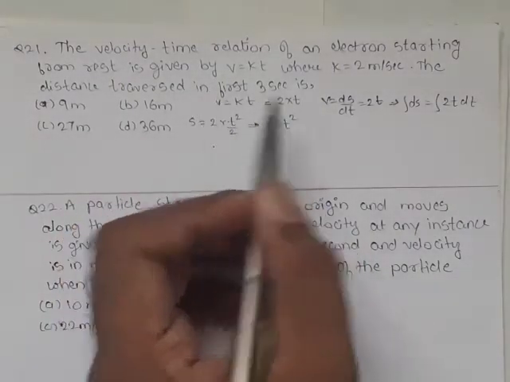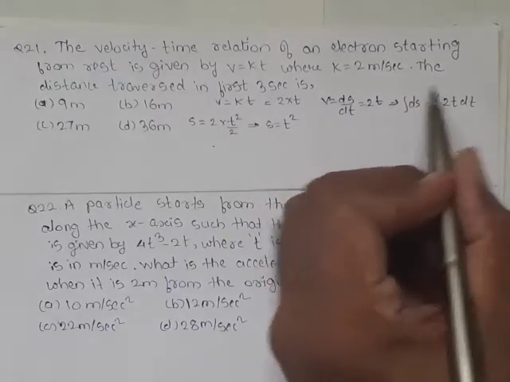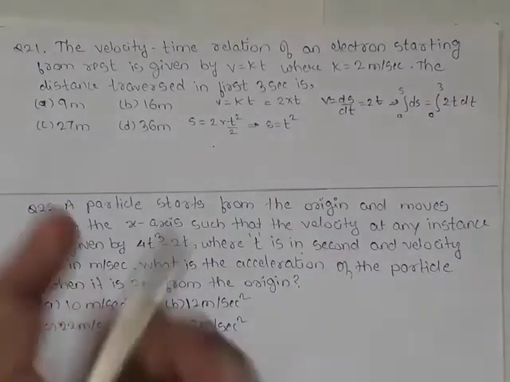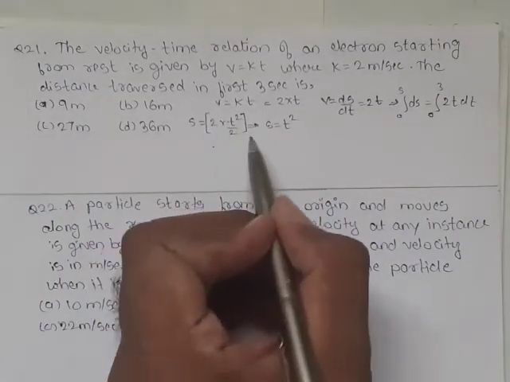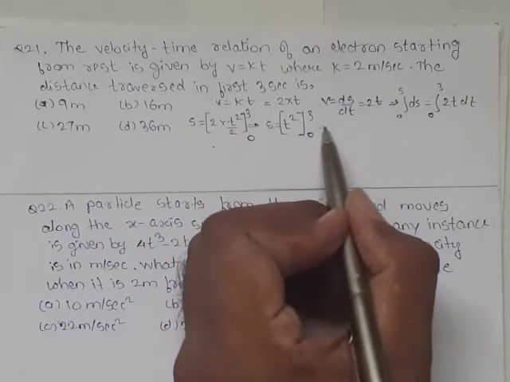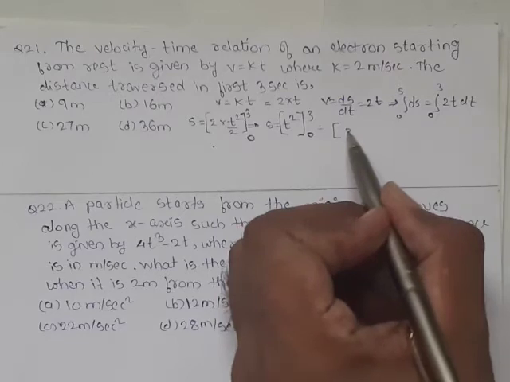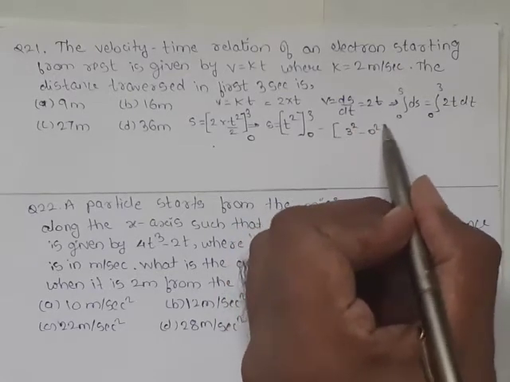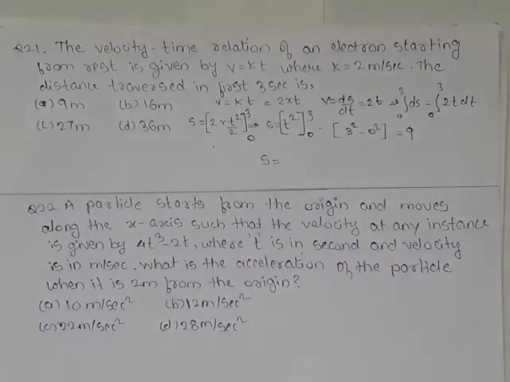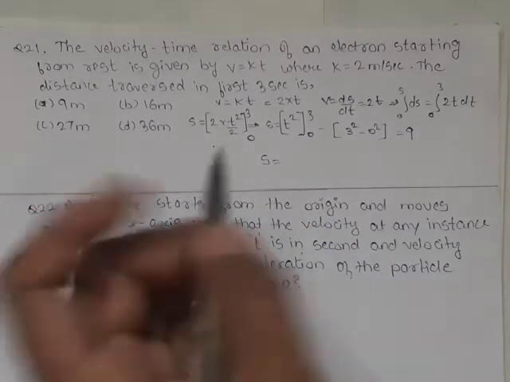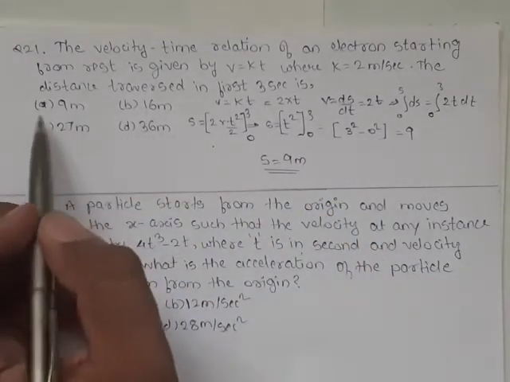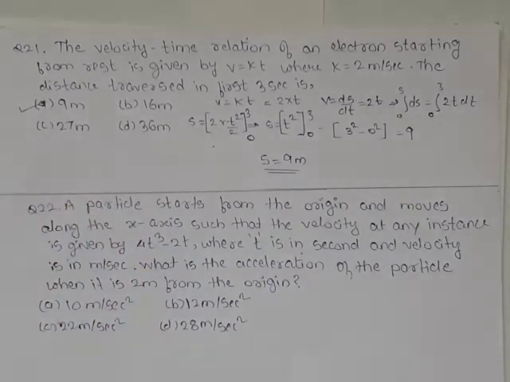Now here the limits are given. So limits for the integration were from 0 to s, and for time the limits are 0 to 3. If we put these limits 0 and 3, we can put the value of 3 in the bracket. So it will finally become 3 square minus 0 square equal to 9. Therefore, the distance traveled from 0 to 3 seconds will be 9 meters. So from the 4 options, option A is our correct solution.